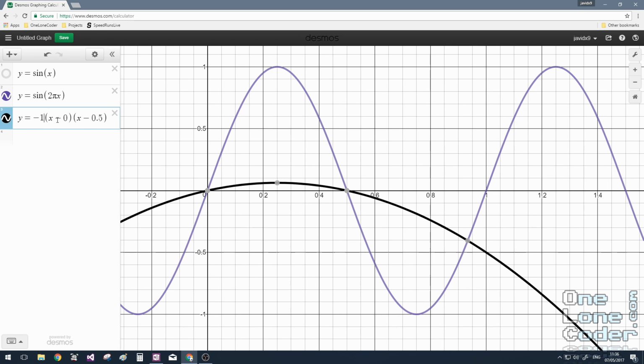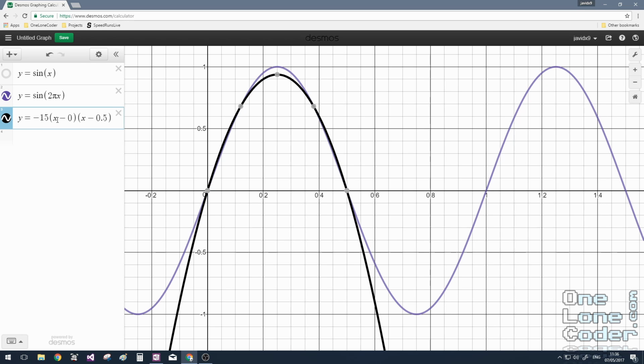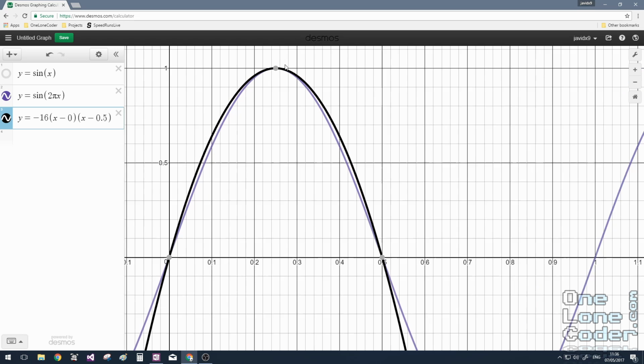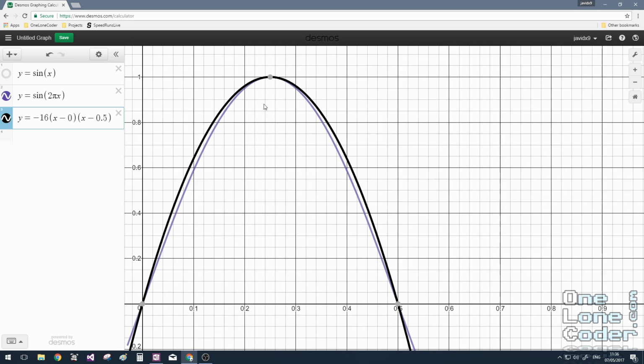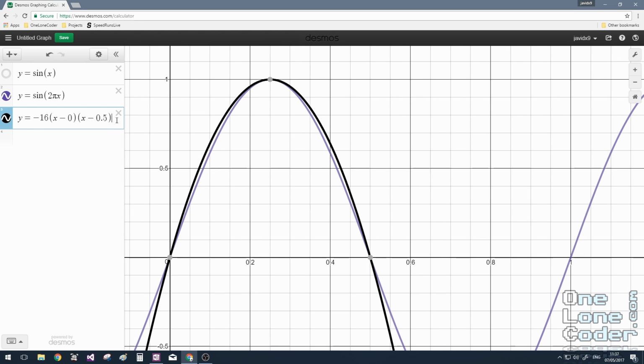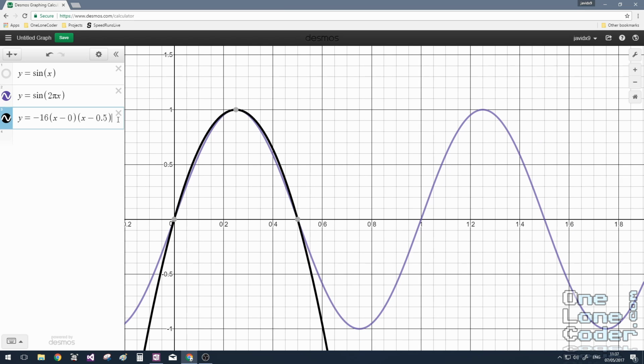Oh, that's not quite enough, so let's try 20. That looks a bit too much. Let's try somewhere in the middle. 15, no, 16. Oh, that one looks good. So let's just quickly zoom in, and we see it's absolutely perfect. So it gives us a value up to a maximum of 1. That's handled the positive side of the sine wave.